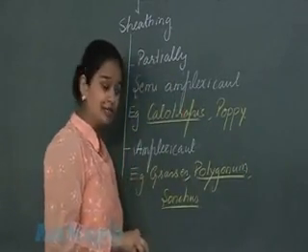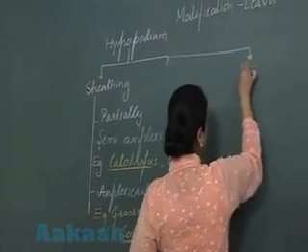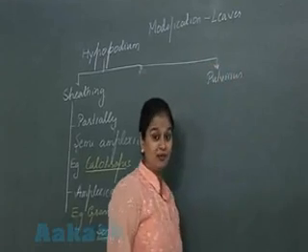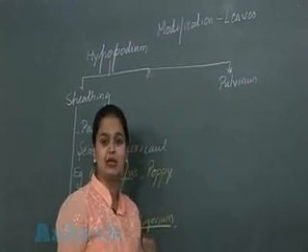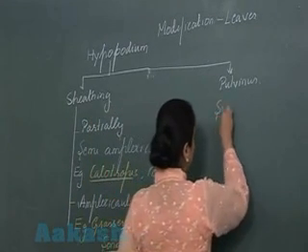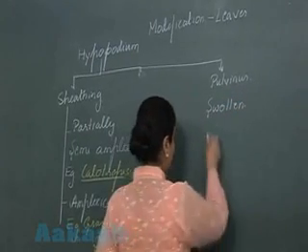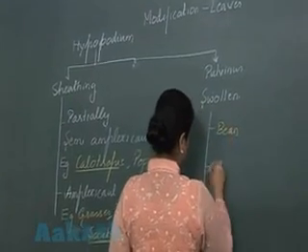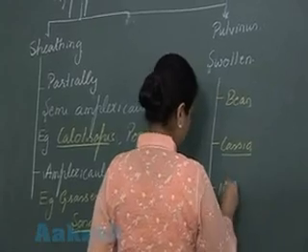Now another category, that is pulvinus. So now let's see what pulvinus is. Again, it is a modification of the leaf base, but now the leaf base is swollen. If the leaf base is swollen, then it is known as pulvinus, and this condition is present in bean, cassia, and mimosa.